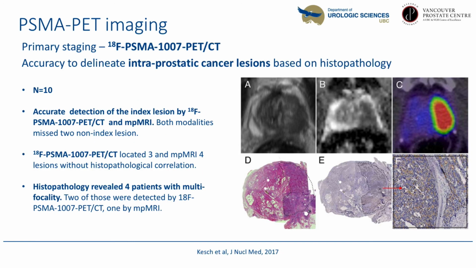Local disease accuracy has been evaluated in 10 patients with the tracer. 9 of them also underwent MRI, and basically both imaging modalities did find the index lesion. However, both imaging modalities did show some lesions that could not be found on histopathological correlation, 3 for the PET CT and 4 for the MRI. And multifocality was also a little bit of a problem, but then again for both imaging modalities.